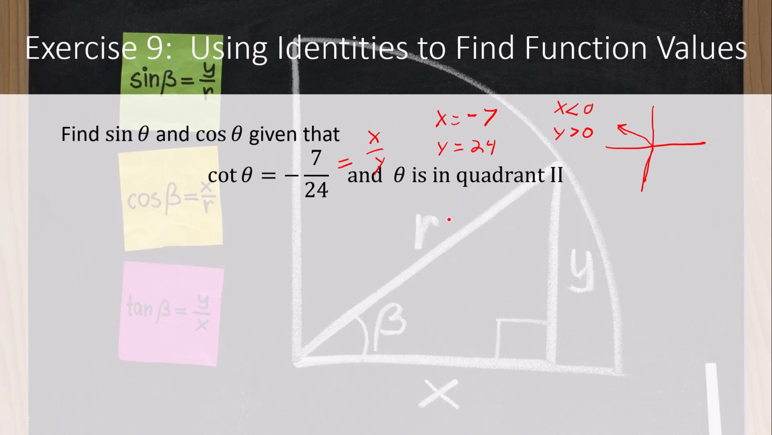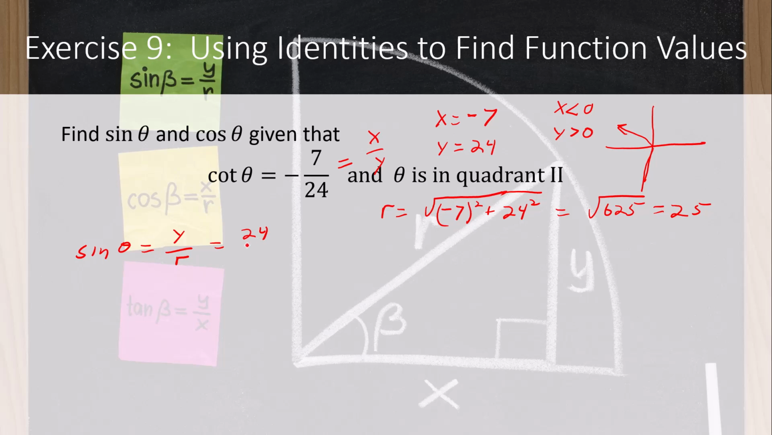We now need to figure out what r is. Well, from the Pythagorean theorem, r is going to be the square root of x squared plus y squared, and that's going to be the square root of 625, and the square root of 625 happens to be 25. Okay, so now we can figure out what sine is. Sine of theta is going to be y divided by r. What is y? Y is 24. And r is 25. There we go.